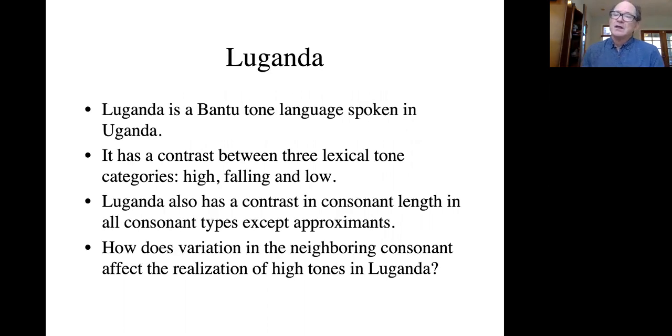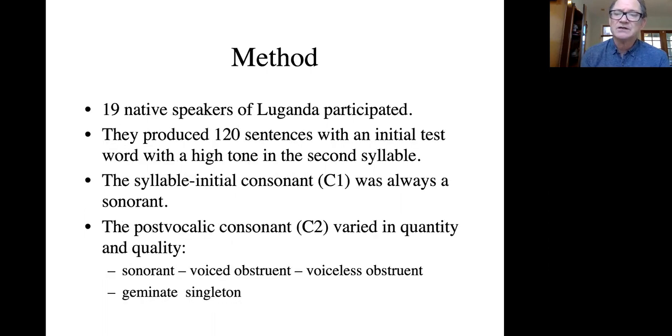fit. Looking at these issues in Luganda, which is a Bantu tone language spoken in Uganda, it has contrast between three lexical tones, high, falling, and low, and also a contrast in length among all the consonants except for the approximants. So my question was how these consonants of varying lengths would affect the realization of high tone in language. I did a production study with 19 native speakers of Luganda.